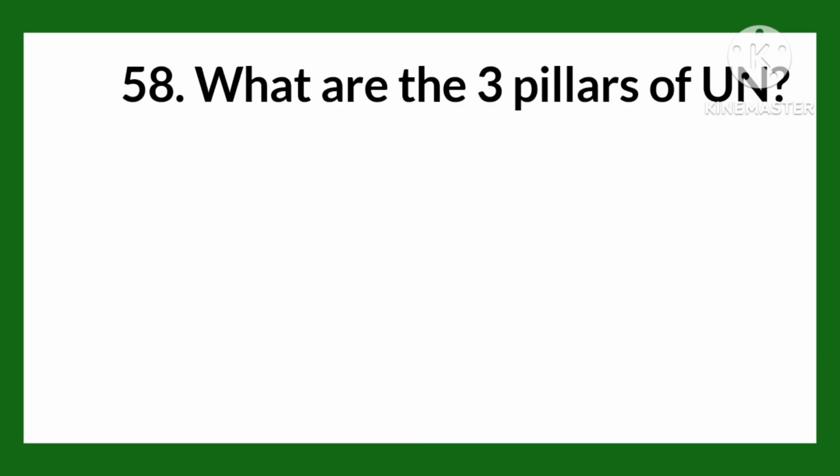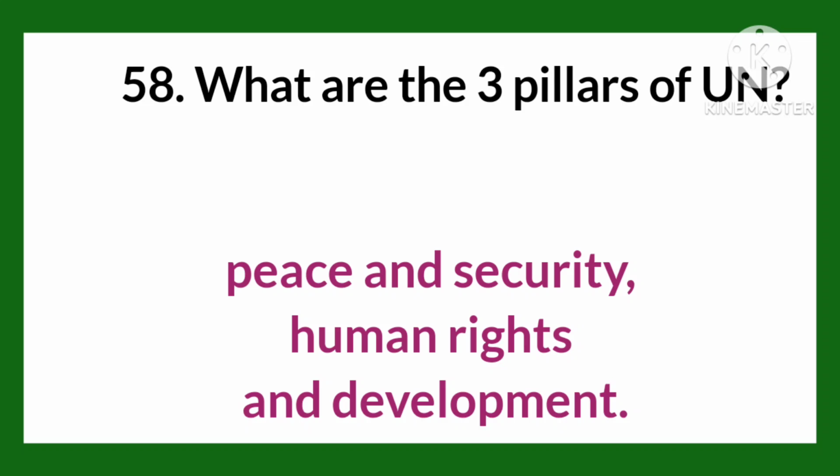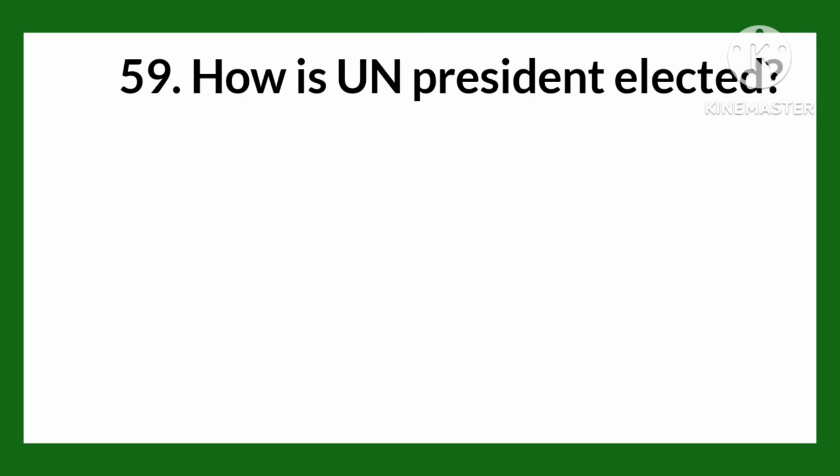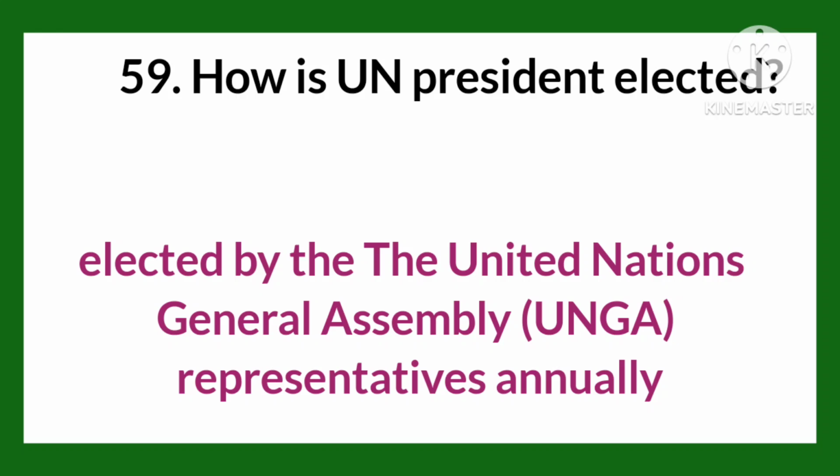Question number 58. What are the three pillars of UN? Answer. Peace and security, human rights and development. Question number 59. How is UN President elected? Answer. Elected by the United Nations General Assembly representatives annually.